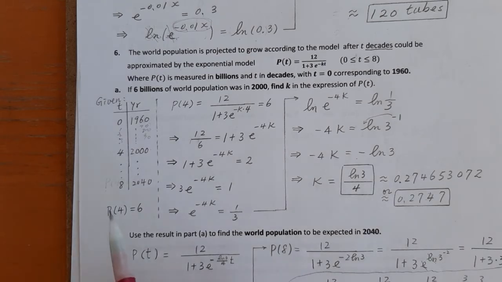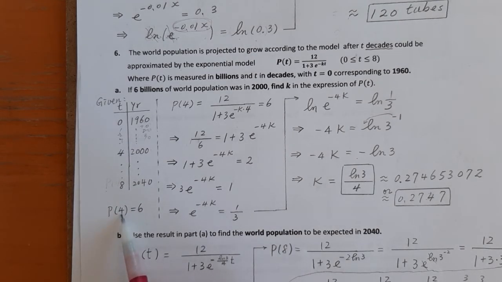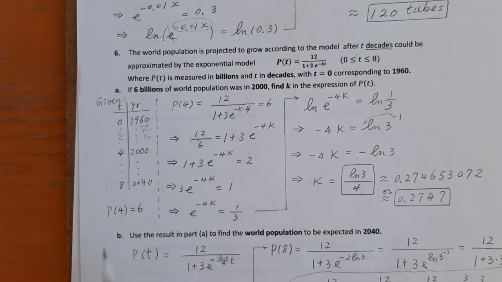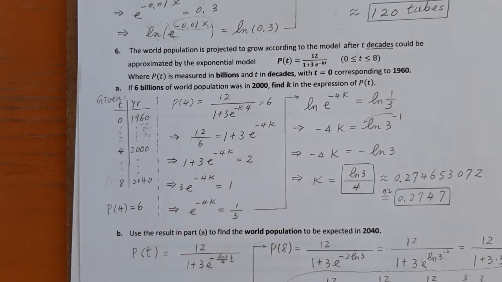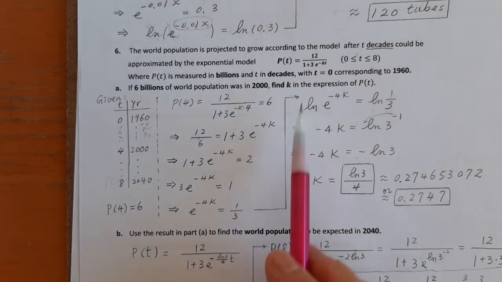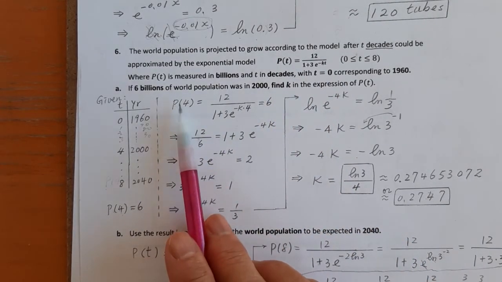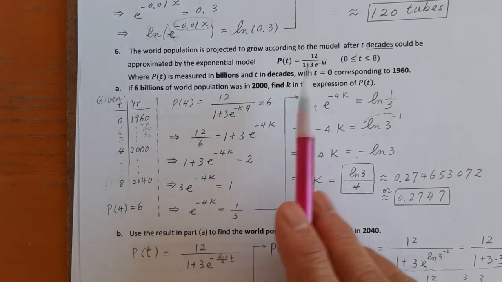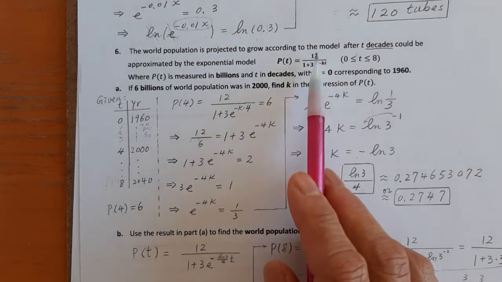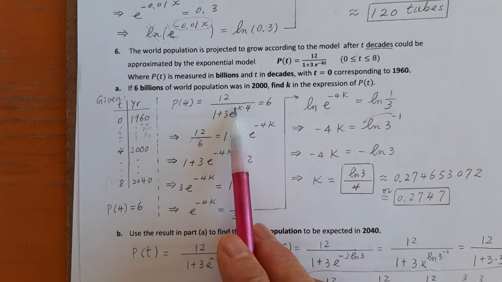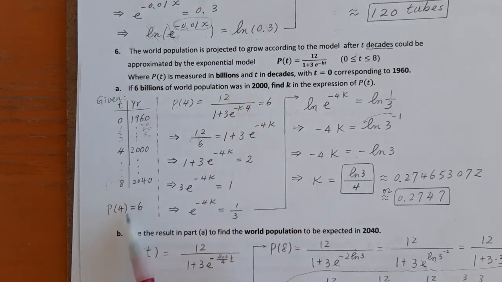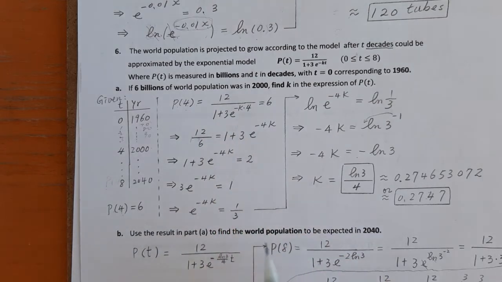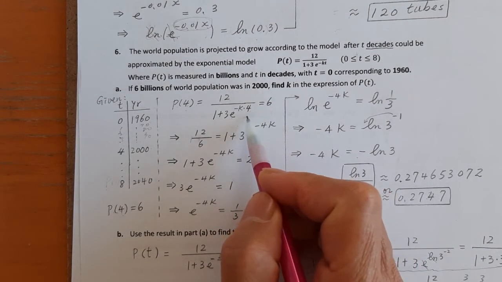That means the population at t equals 4 should be 6 billion, equal to 6. So given the condition, P of 4 equals 6. Plug it into the formula expression: 12 over 1 plus 3 times e to the power negative k times 4 equals P of 4, which equals 6. Get this equation, and solve for k.